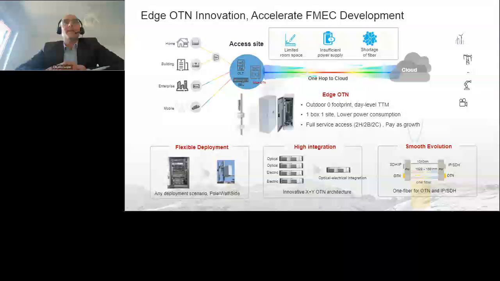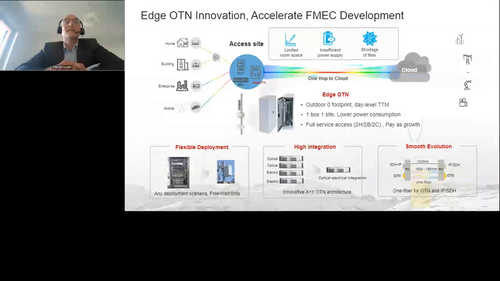Why do we think that HODN is an innovation? Because it can accelerate the fixed mobile enterprise convergence development, highlighting how much importance we see in the enterprise space. So we think that HODN can cope with the challenges I highlighted in the beginning: limited room space, insufficient power supply, and shortage of fiber. HODN can be co-deployed with OLTs and BBUs, providing a convergent network and giving the possibility to connect in one hop to the cloud or to the core of the network. So very small footprint, a lot of technologies in order to squeeze the time to market for new services, one box in one site, and full service access.